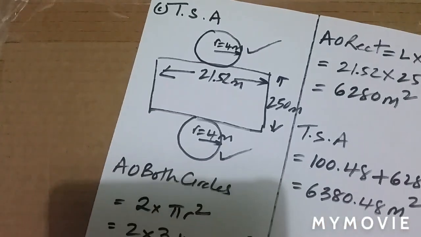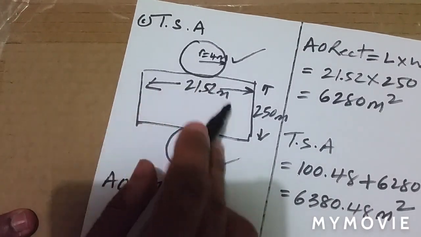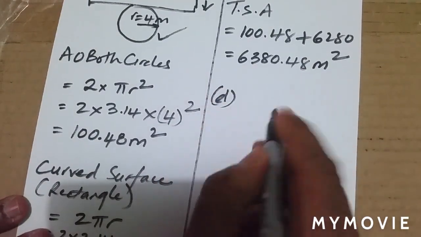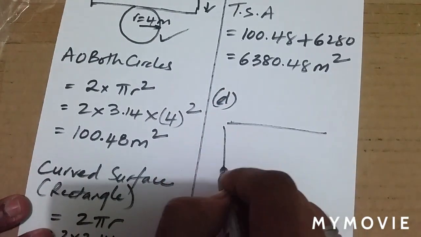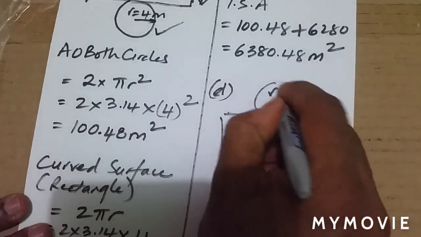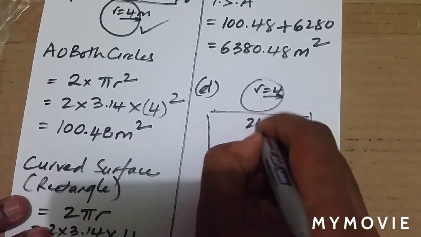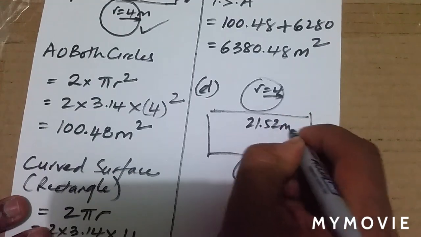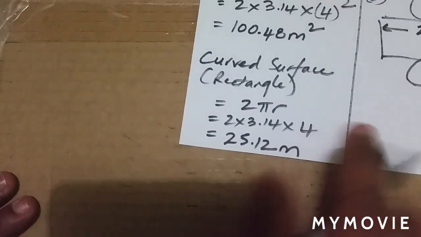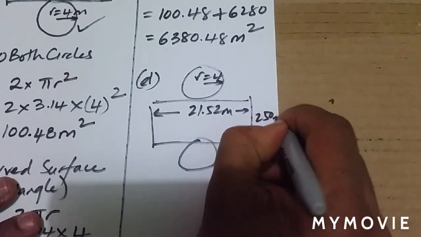Quickly, total surface area. Total surface area is shown by the net here. For part D, just for emphasis, you didn't have to actually do this over. Once you have the diagram here, you're fine. The radius here is 4. There are two circles with the same radius, and this distance is 21.52 meters. Why? Because this distance of the rectangle represents the circumference of a circle, which is what we got down here. And of course, this is 250 meters.